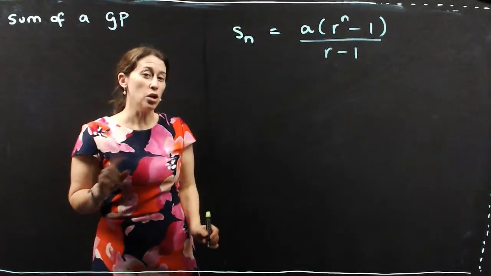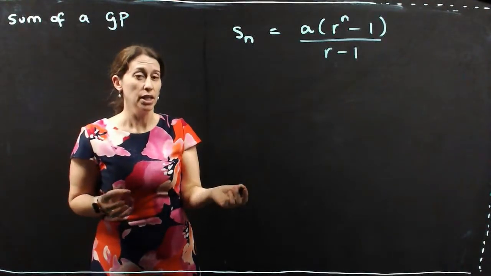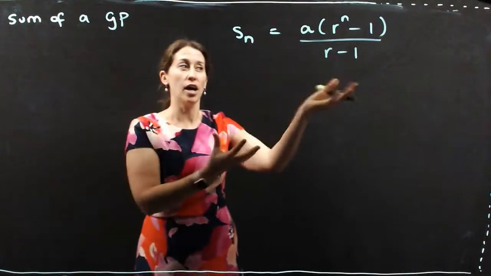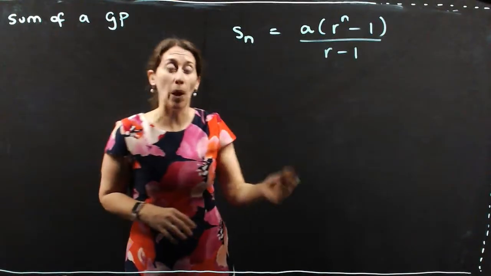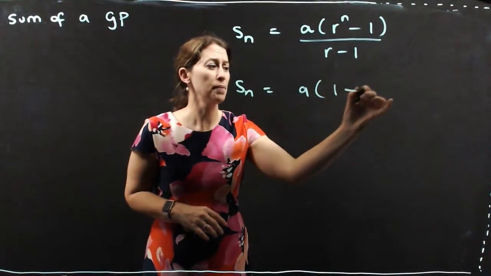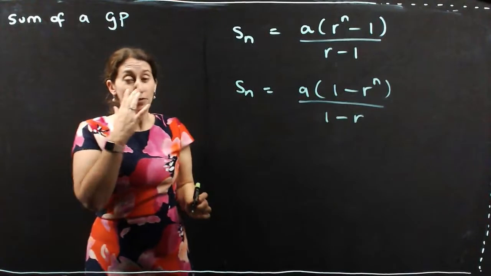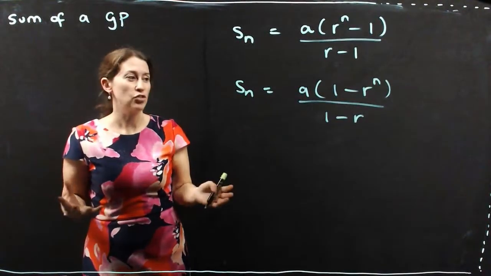However, if your common ratio is between -1 and 1, it's useful to use a different version, which is actually just multiplied by -1. It's useful to use this one, which is a(1 - r^n) over 1 - r. And both of these will sum a geometric sequence.